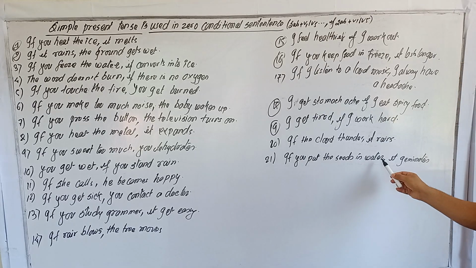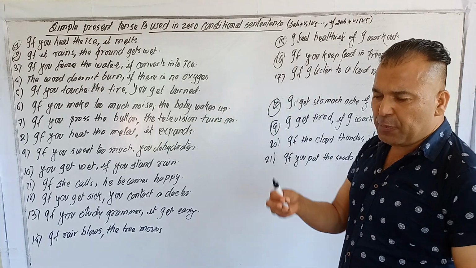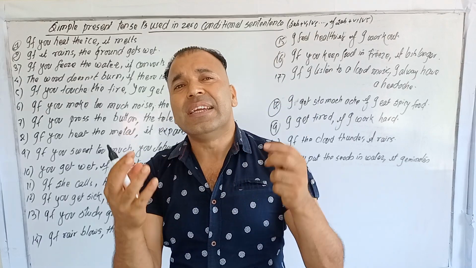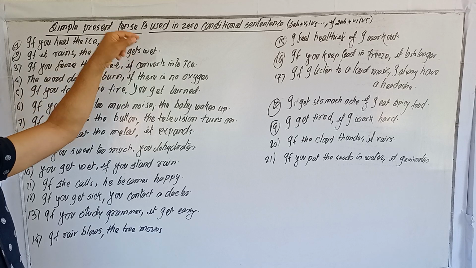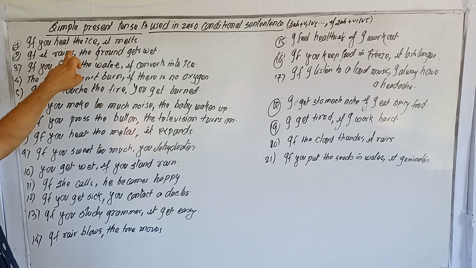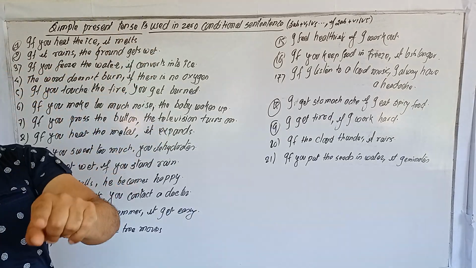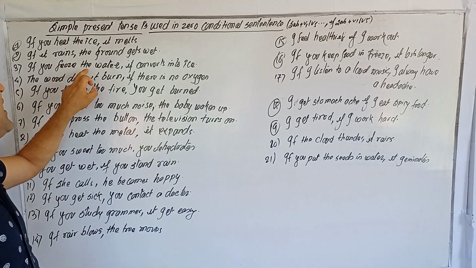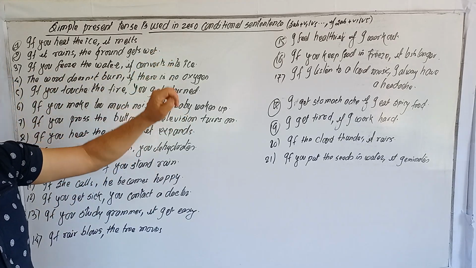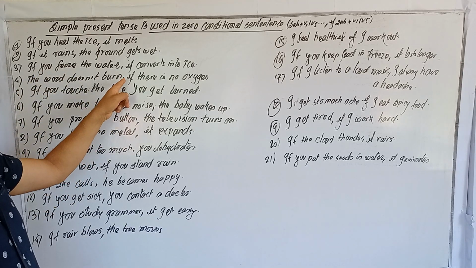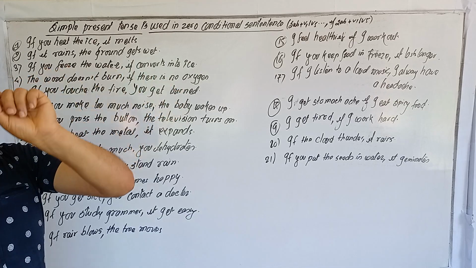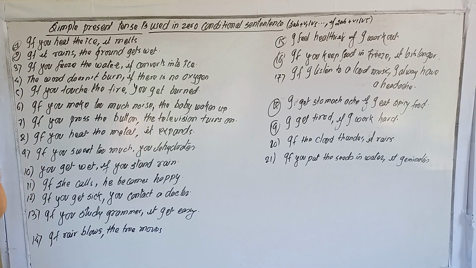If you put the seeds in water, it germinates. It is the zero conditional. If you heat the ice, it melts. If it rains, the ground gets wet. If you freeze the water, it converts into ice. The wood doesn't burn if there is no oxygen. If you touch the fire, you get burnt.